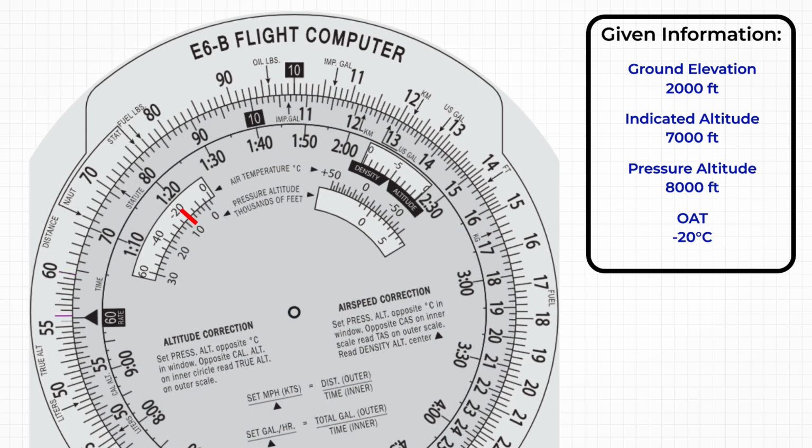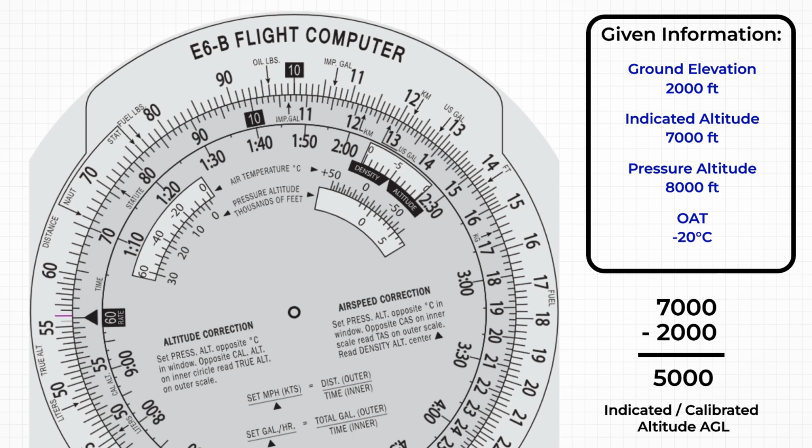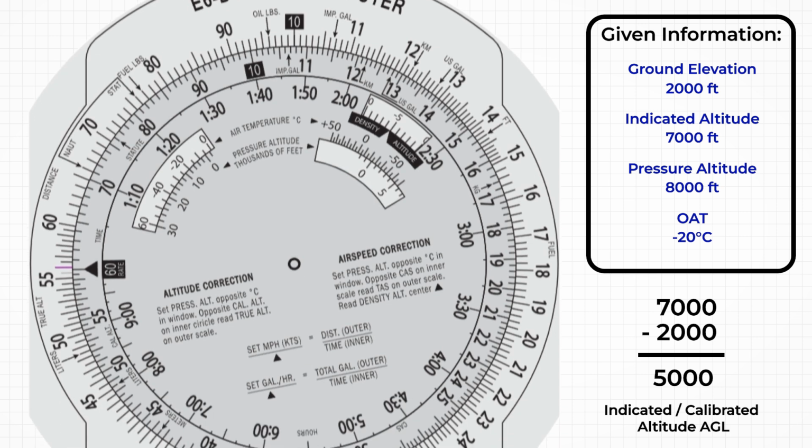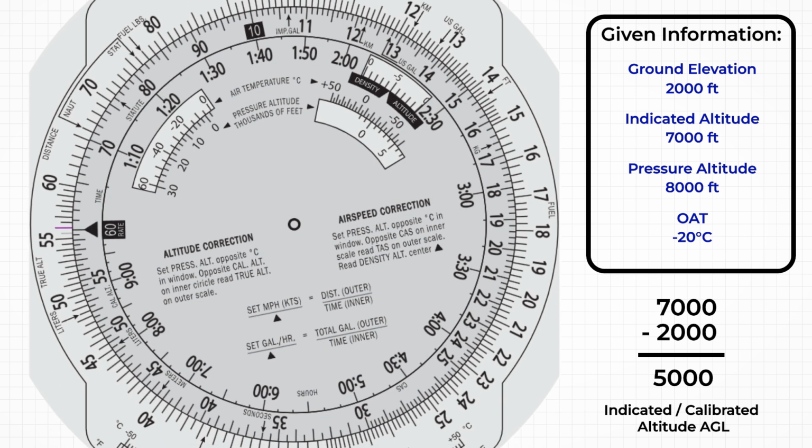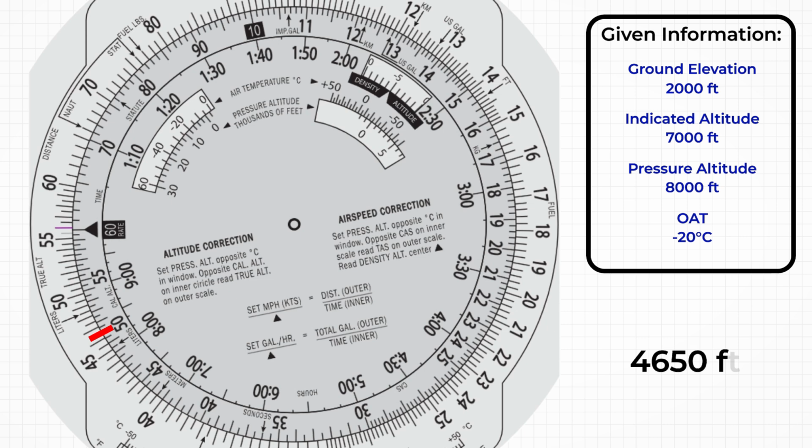We then take our indicated altitude and subtract the ground elevation, which gives us 5,000 feet. This is our indicated altitude above ground level. Now we look for our indicated altitude on the middle scale, and adjusted for temperature, it's 4,650 feet. To find true altitude, we're not done yet, but we could stop here if we were looking for our absolute altitude, which is our actual height above the ground. We'll go over that next.